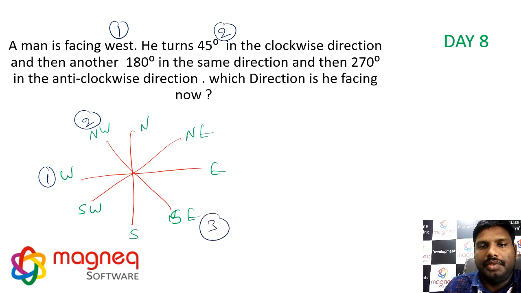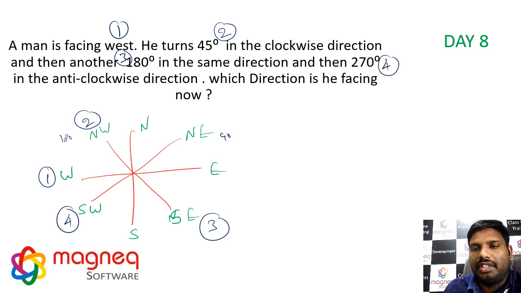So third position. From here, 270 degrees anti-clockwise. Southeast to northeast 90 degrees, northeast to northwest 90 degrees means 180, northwest to southwest 180 plus 90, 270. Fourth position southwest. Which direction is he facing now? Southwest. So the answer is southwest. First position west, 45 degrees clockwise, so northwest. Northwest to 180 degrees, southeast. Southeast to 270 degrees anti-clockwise, so southwest.